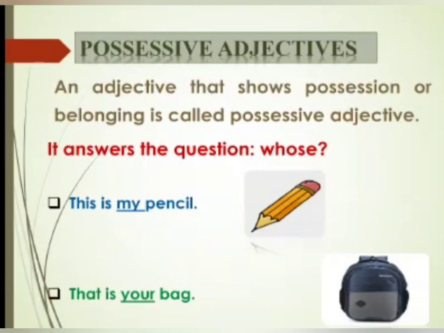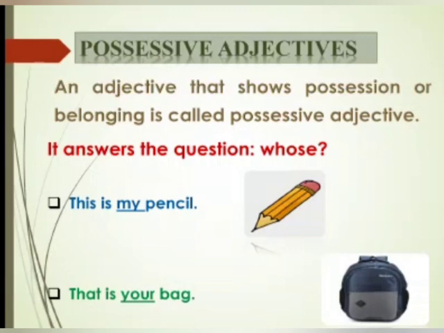Next is possessive adjectives. An adjective that shows possession or belonging is called possessive adjective. It answers the question whose. This is my pencil. Whose pencil? My pencil. The word my is an example of possessive adjective.